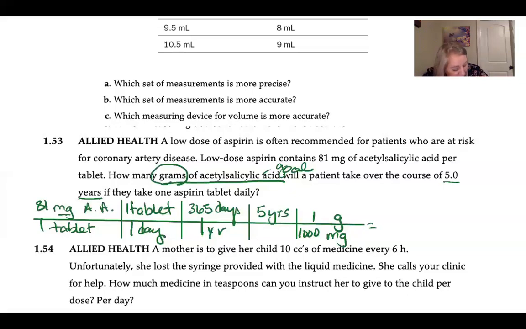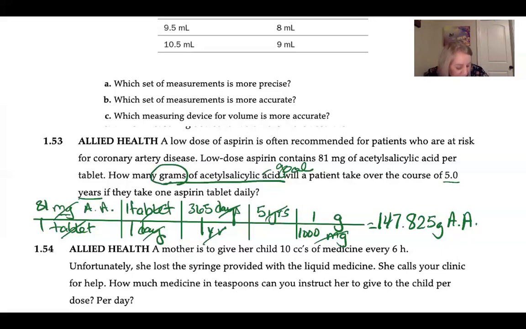Okay, well, let's see. So my tablets cancel, my days cancel, years cancel, and then my milligrams cancel. So this is how many grams? That's the question. How many grams am I going to take over the course of 5 years? So if you plug that into your calculator, you get 147,825 grams. But are my significant figures correct? No, they are not.